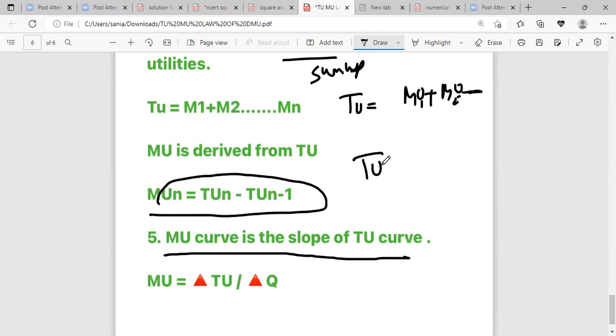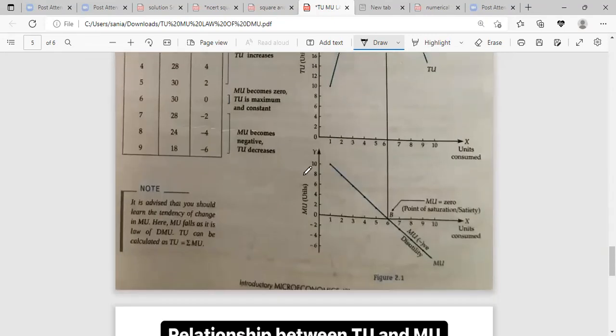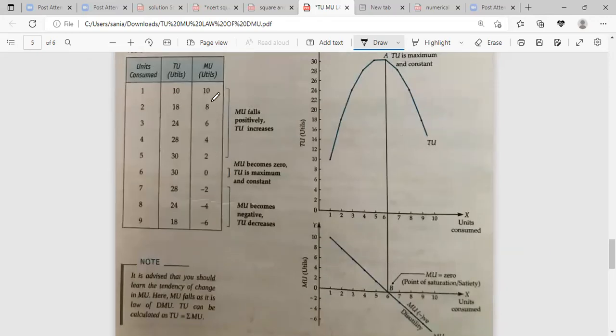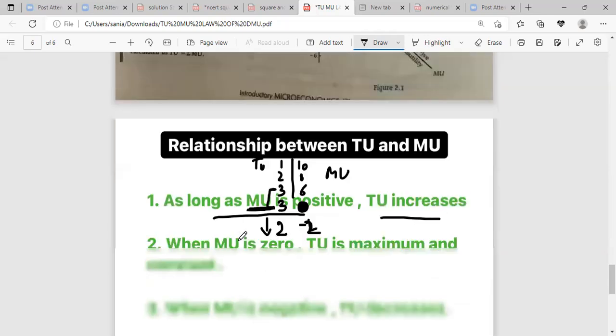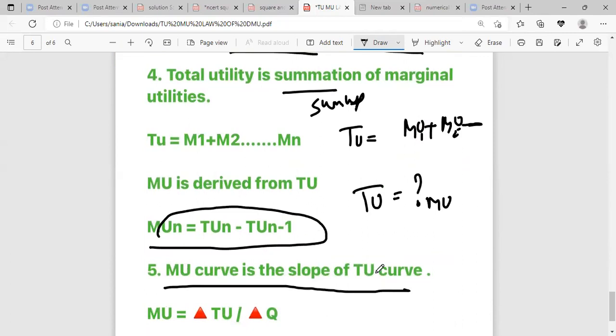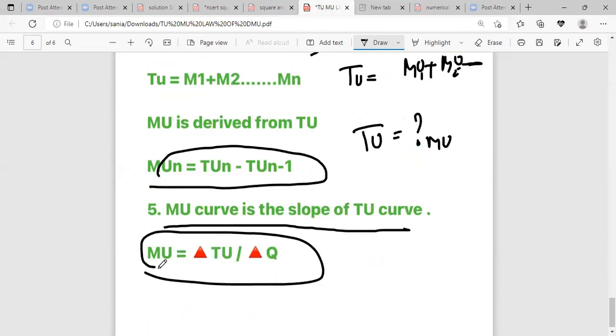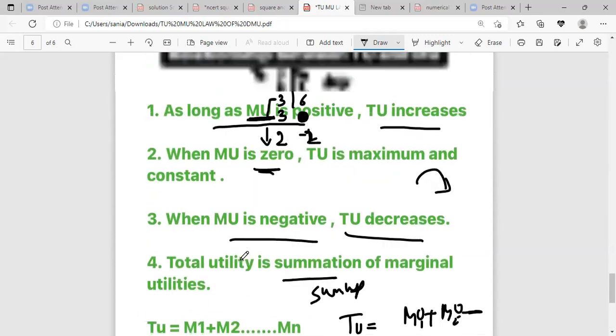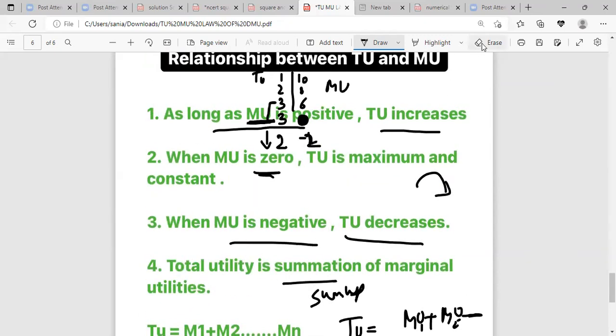If I ask you what is the slope of TU, then you will say, ma'am, MU is the slope of TU. Whatever you can see over here, the value of MU depends on what is happening. Accordingly, you will make whether it is going to be positive or negative. So your MU curve is slope of TU. This was a relation which we already did in the previous class, and this formula also we did. Yes, ma'am. So you'll just put a heading: relationship between TU and MU.